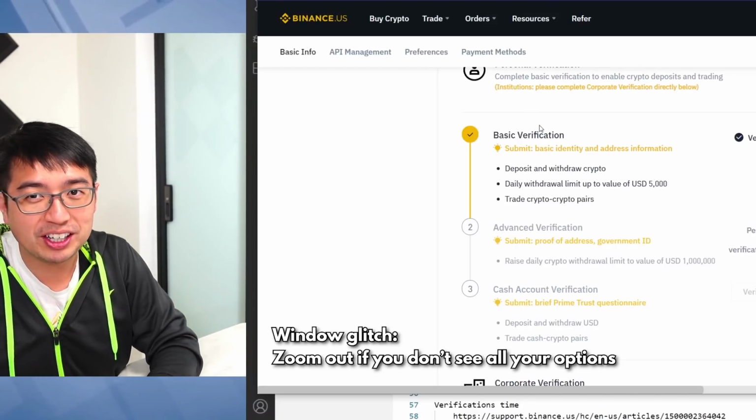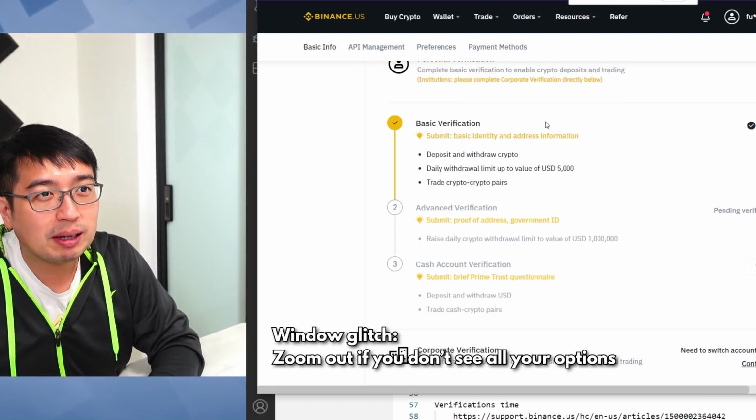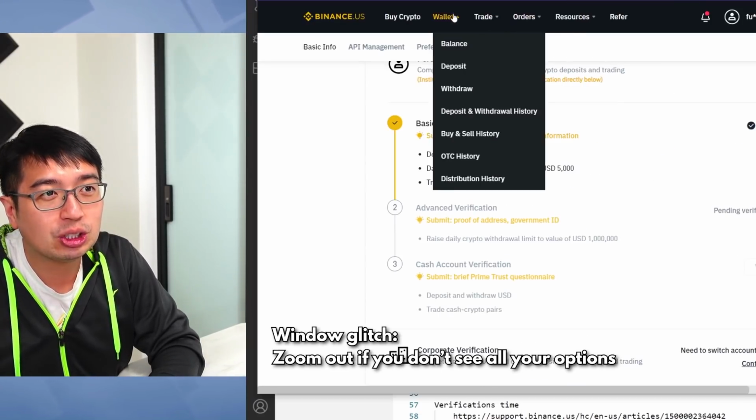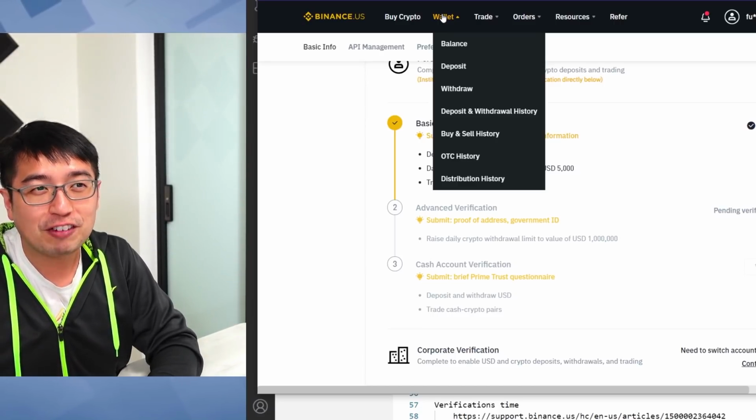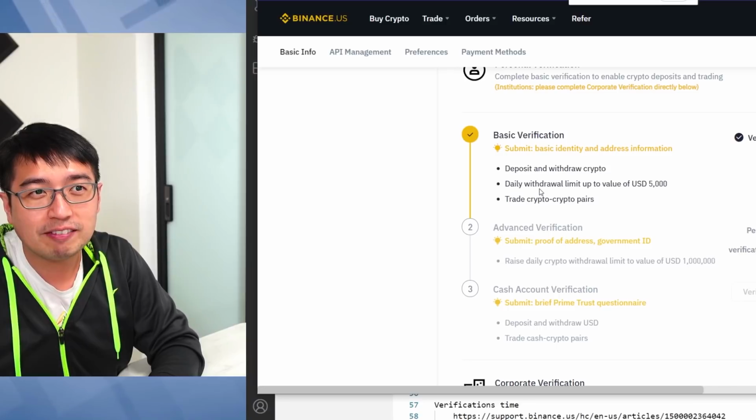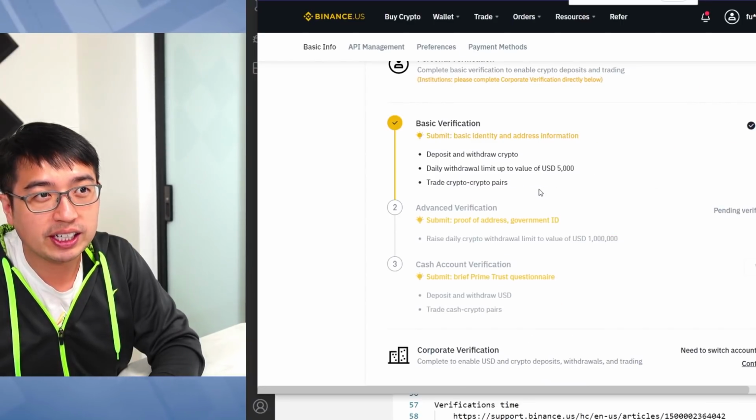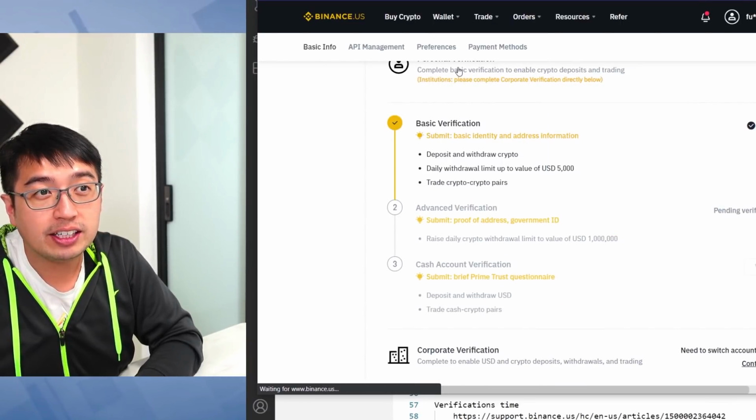I'm super zoomed in on Binance right now, so sometimes you have to shrink the screen a little bit to see all your options. I don't know if that's a bug or something, but if you're not seeing all the options, you might just have to change the zoom level on your screen. So we go to wallet and deposit.